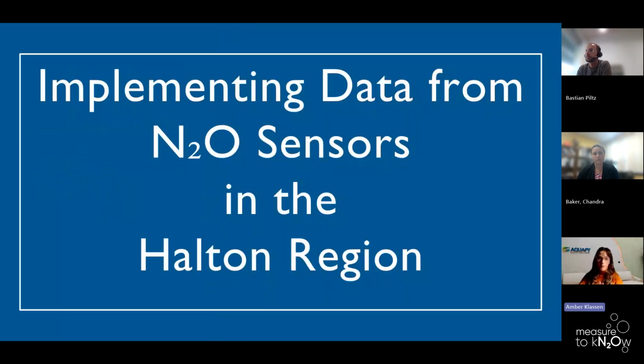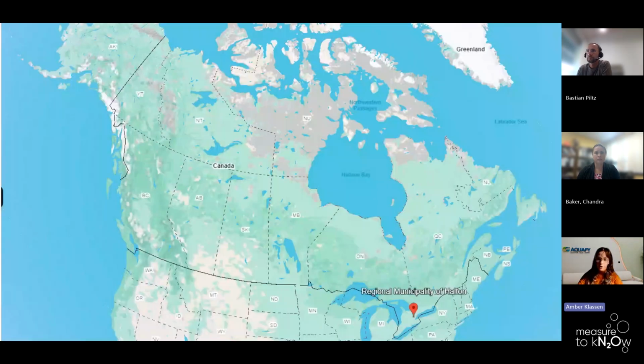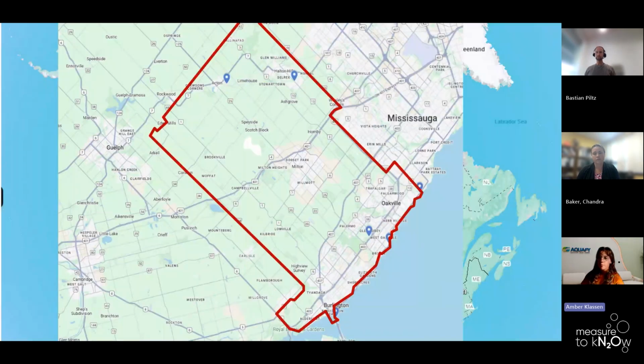So moving on to implementing data from the N2O sensors in the Halton region. As Chandra mentioned, the regional municipality of Halton is located in the Golden Horseshoe of Southern Ontario. It is comprised of the city of Burlington and towns of Oakville, Milton, and Halton Hills. There are a total of 6 wastewater treatment plants in the region, indicated by the blue markers. These plants deal with 232 cubic meters of wastewater every day.